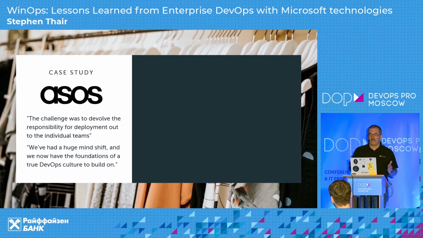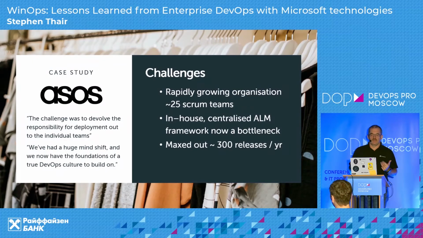The challenge that they had was back in 2017, they'd scaled up to having 25 Scrum teams, but they'd written their own application lifecycle management framework, ALM framework, all written in custom PowerShell, hundreds of thousands of lines of PowerShell. There were only a few people in the organization that actually understood how this PowerShell worked. So all of these 25 Scrum teams had to come into this one centralized team in order to get anything deployed into production. So it created a massive bottleneck.